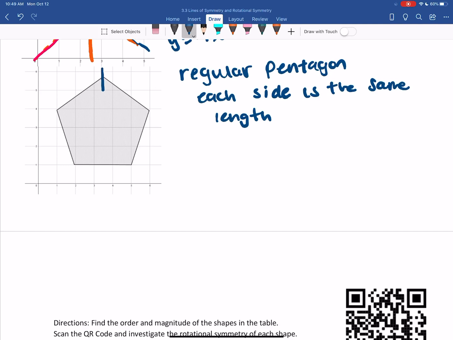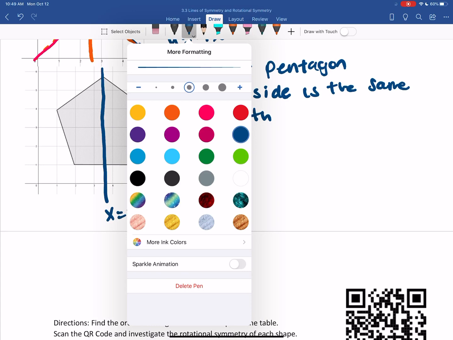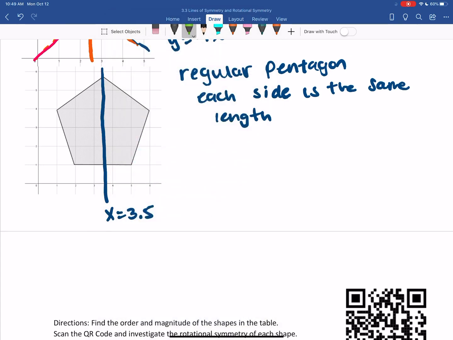So we have this line that would fold over. We can write that one because it's a vertical line at x equals 3.5. And then also, each point to the perpendicular bisector of the opposite side also forms lines of symmetry. So what you're going to notice here is I've got 5 lines of symmetry.